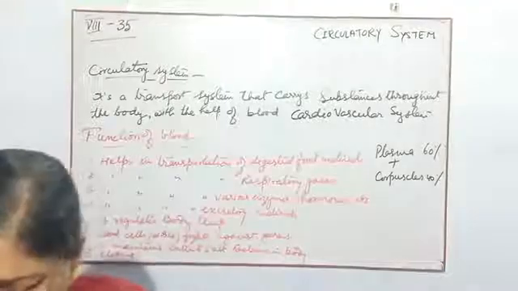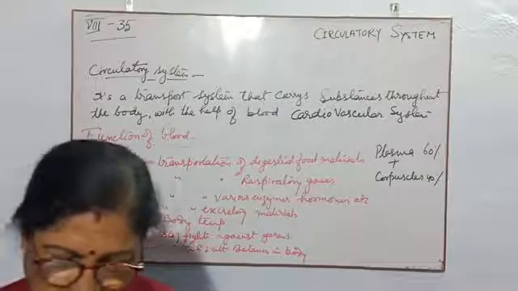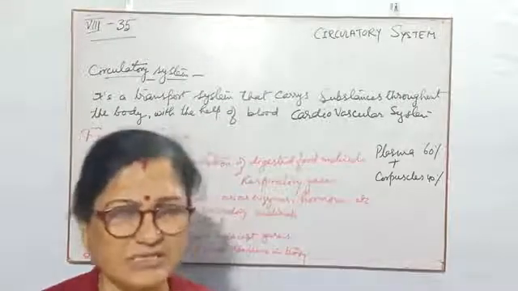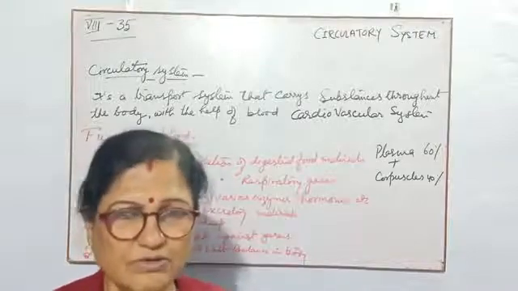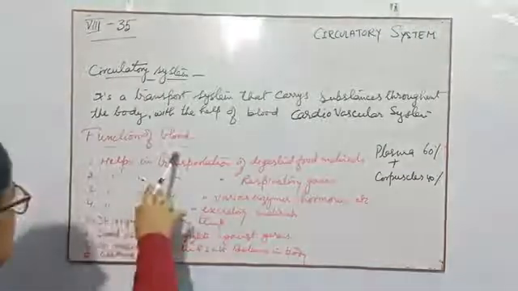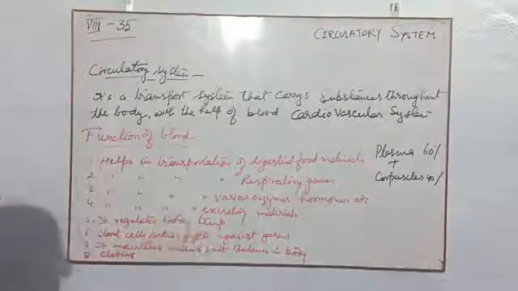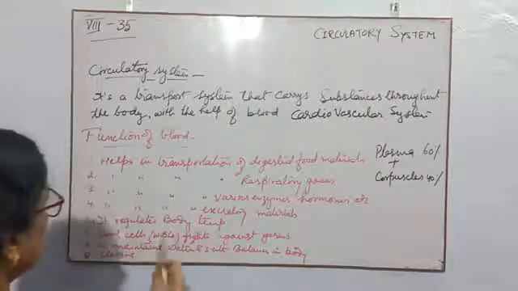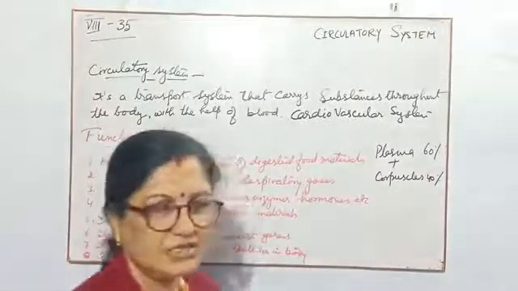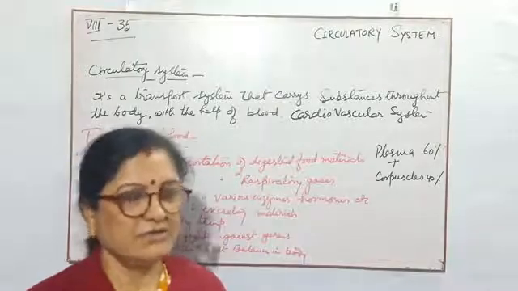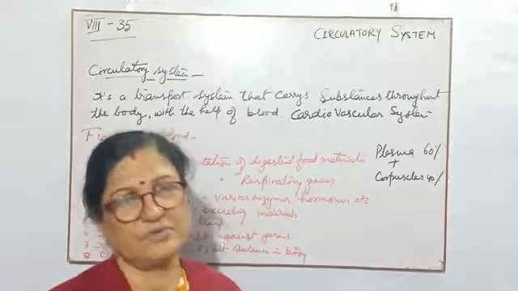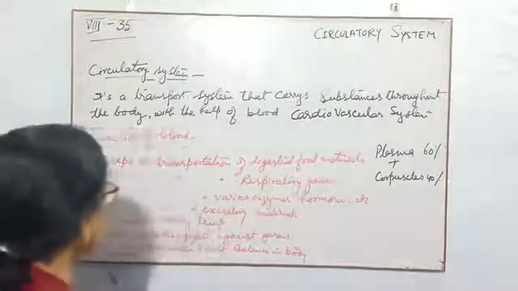If we have to know the functions of blood, that means the functions of RBC, WBC and platelets, everything including plasma, it is known as the function of blood. These are the functions of blood. It helps in transportation of digested food material. It means that after digestion there is glucose, amino acid, fatty acid, glycerol and other monomers which are to be transported with the help of blood. This is the first function.